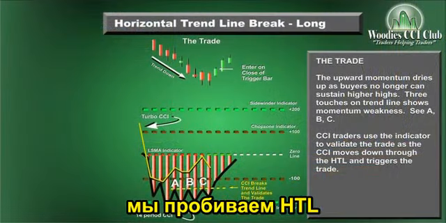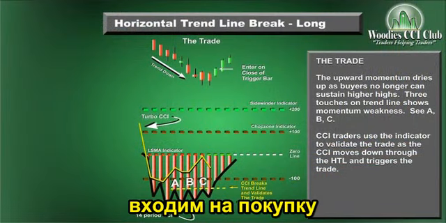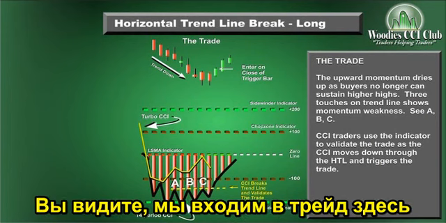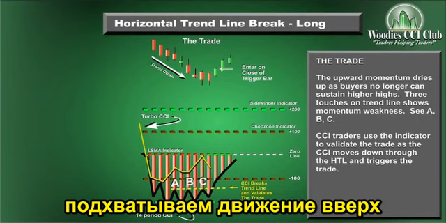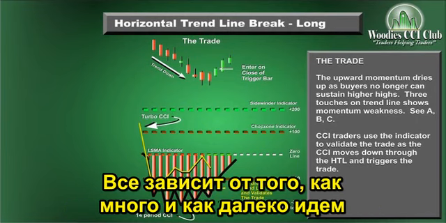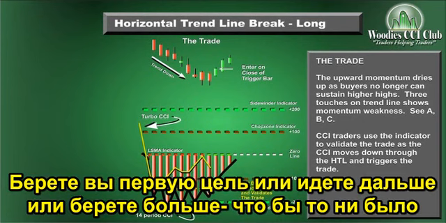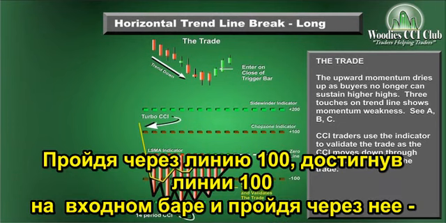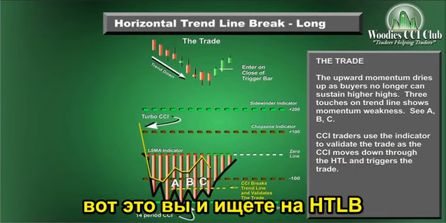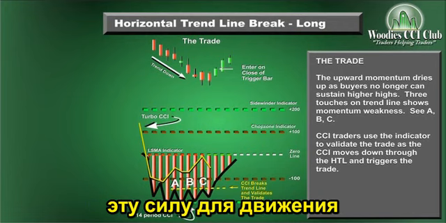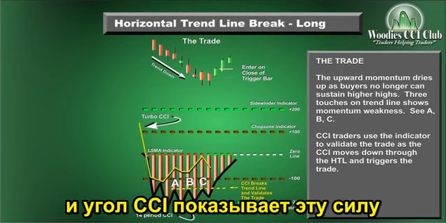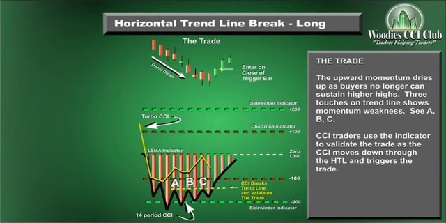Here's the trade. We broke through the horizontal trend line. We took a long here. You can see that we entered into the trade here, and it picked out that movement up, depending on how much and how far it goes, whether you were all in, all out, or you got to target number 1 and took some off or whatever. But it busted right through that 100, got to the 100 on your trigger bar and then busted right through it. And that's what you want to look for on a horizontal trend line. You want that strength to the move. And a CCI, by the angle, shows you that.